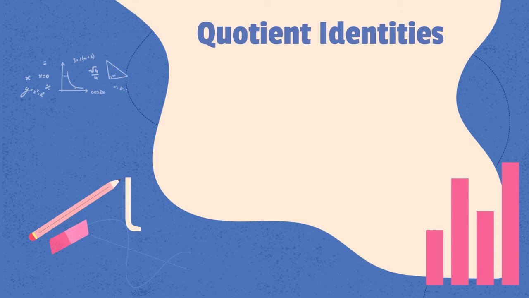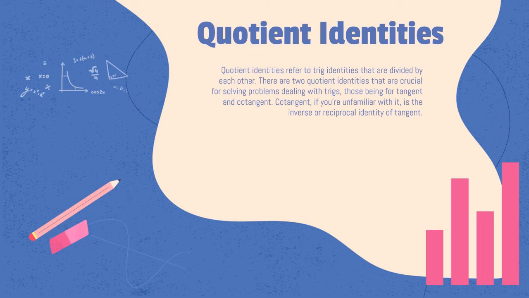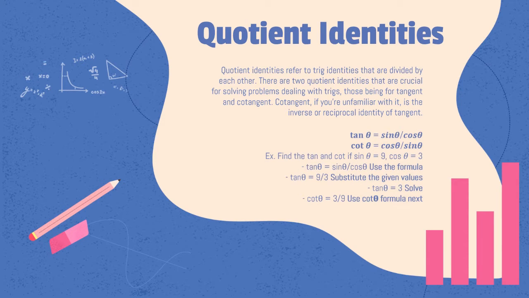Quotient identities. Quotient identities refer to trigonometric identities that are divided by each other. There are two quotient identities that are crucial for solving problems dealing with trigonometry, those being for tangent and cotangent. Cotangent, if you're unfamiliar with it, is the inverse or reciprocal identity of tangent. Tangent is equal to sine over cosine. Cotangent is equal to cosine over sine.